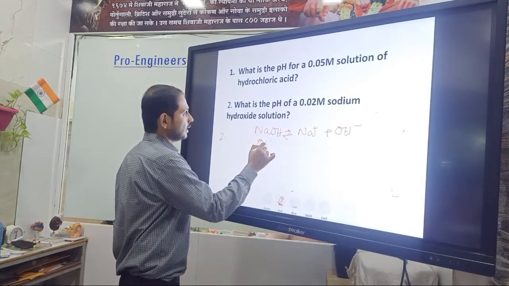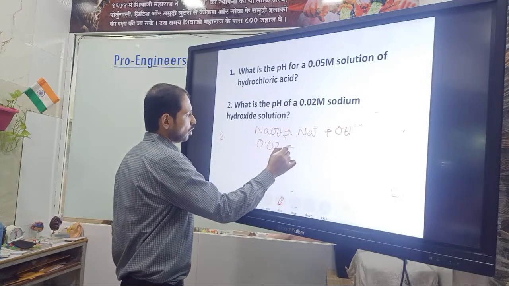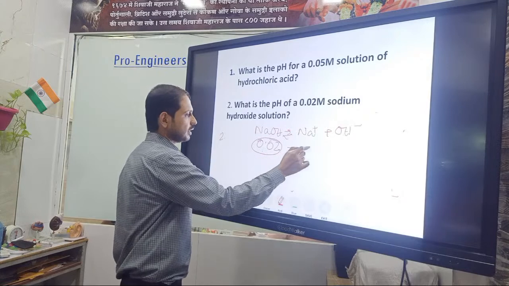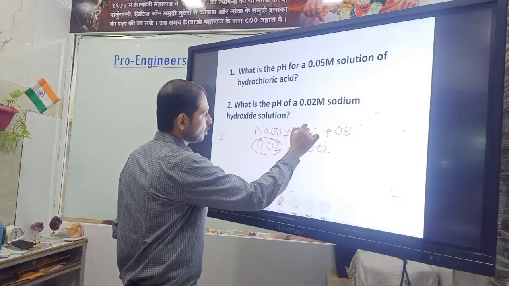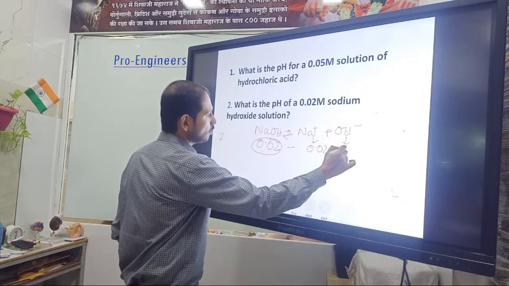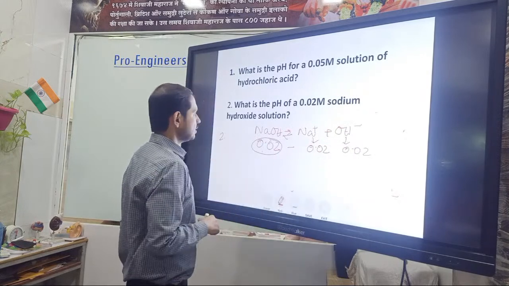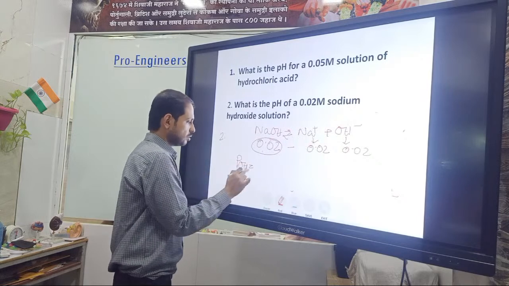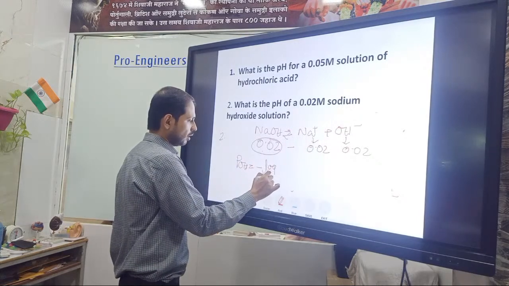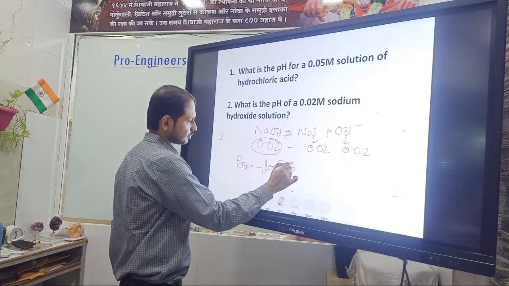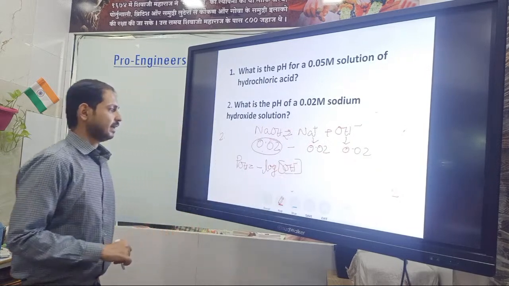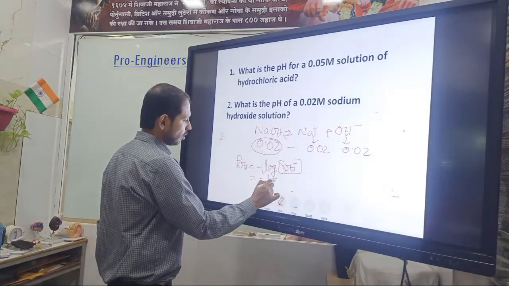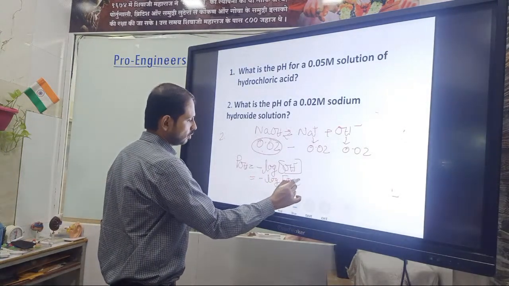So here we will take 0.02. If we take 0.02 molar of sodium hydroxide, that will give you 0.02 molar of sodium plus and 0.02 molar of OH minus. So now here we need to use the pOH formula. So pOH is equal to minus of log of OH minus, right? So now here we will put minus of log of 0.02.